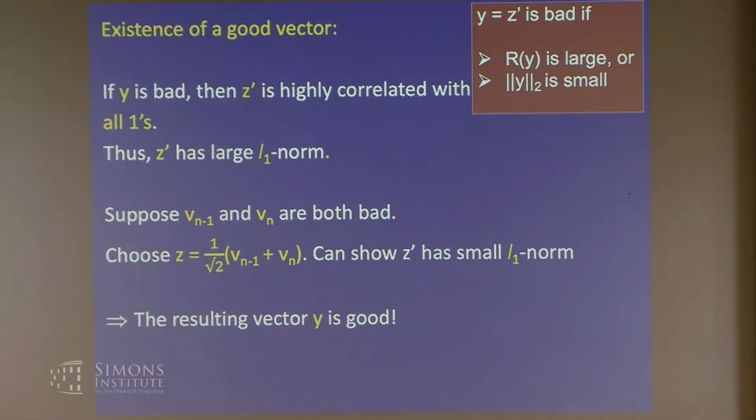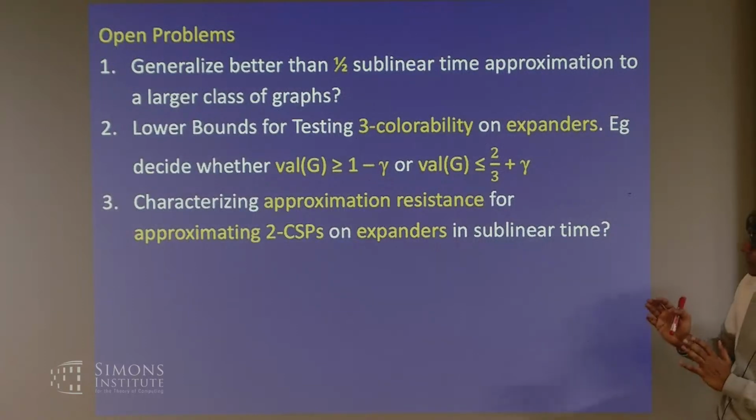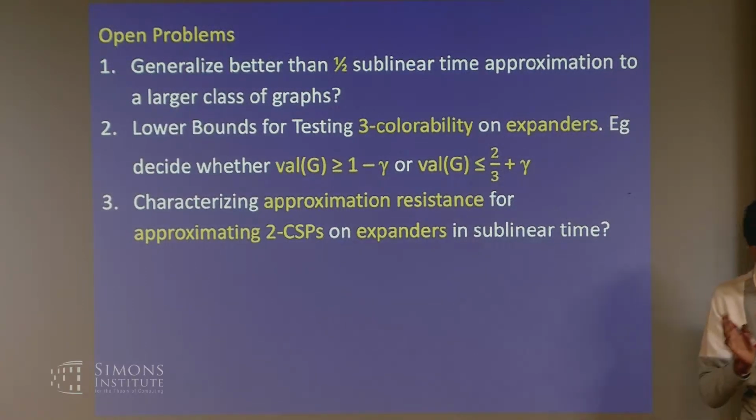Okay. Let me conclude with some open problems. The first open question is to try and think whether you can extend this better than 1/2 approximation algorithm for max cut to a rich family of graphs. So for example, can you extend this to all bounded degree graphs? Can you do this for graphs with small threshold rank? Stuff like that. The other question I'm interested in understanding is whether you can show lower bounds for testing 3-colorability on expanders. There is already some work by Pan and Yuichi on this in SODA last year.